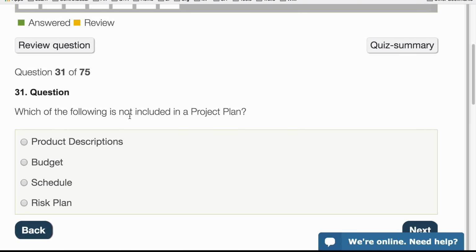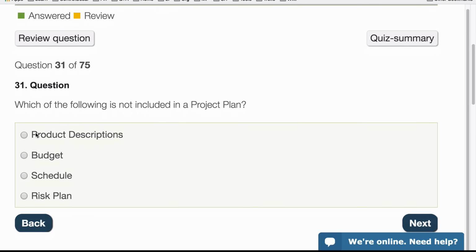Which of the following is not included in a project plan? So product descriptions, that's included in the project plan. The budget is definitely included. The schedule, that's part of the project plan as well. There's a lot actually in the project plan. And the risk plan is not part of the project plan. So that's that one there.